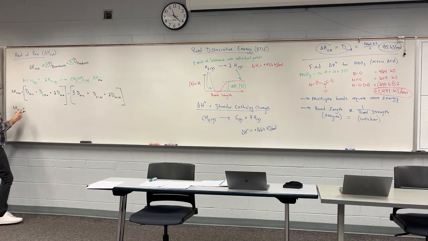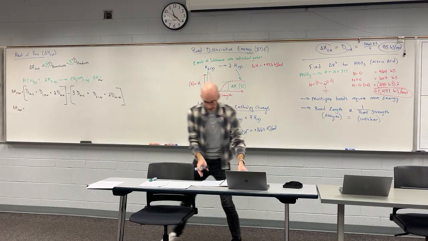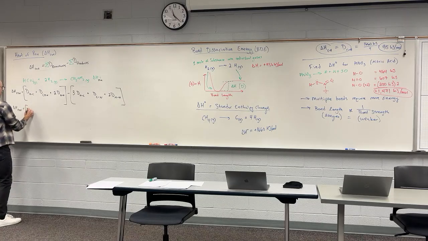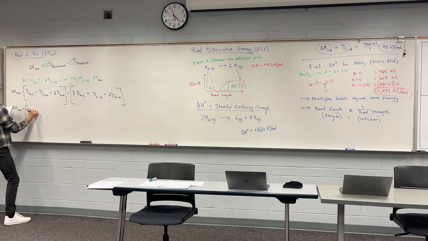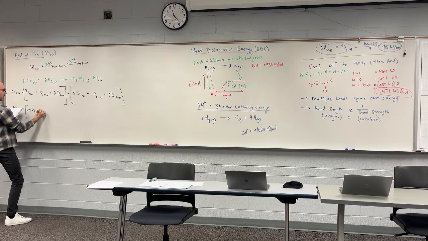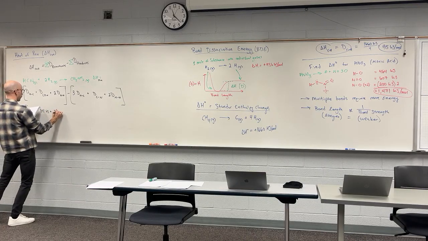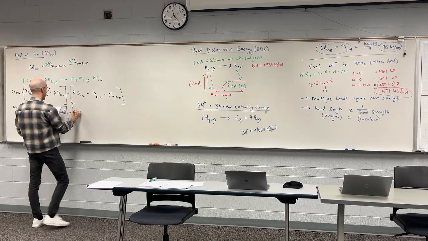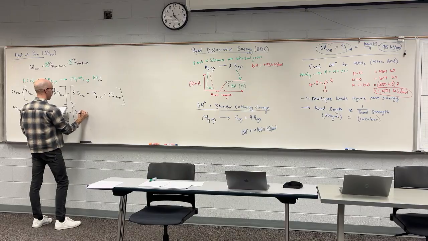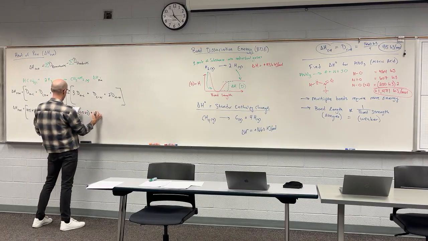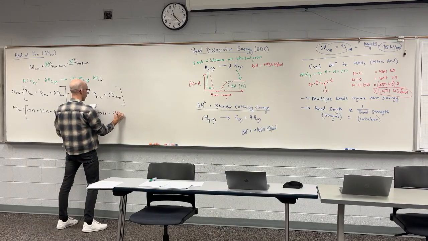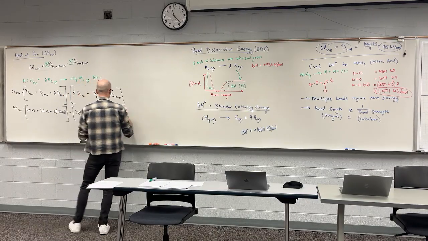All right, now you guys can look through your tables and plug these in, but I'm going to give you the numbers that would come from the table. This is 415 kilojoules per mole plus 891 kilojoules per mole plus 2 times 436 kilojoules per mole minus 3 times 415 kilojoules per mole plus 290 kilojoules per mole plus 2 times 390 kilojoules per mole.